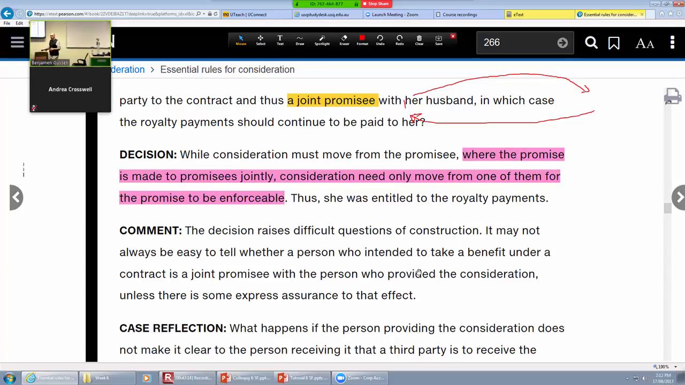Okay? So if you make the promise to two people, but you're making it to them as a joint promisee, not promisees, if one of them dies, it doesn't matter. And not just that, it doesn't matter whether they both provided consideration or not. You only need consideration from that joint promisee. It doesn't matter whether it comes from the husband or it comes from the wife.